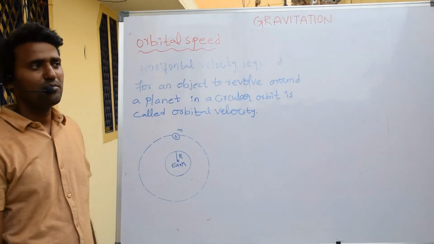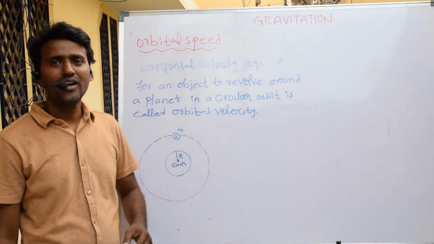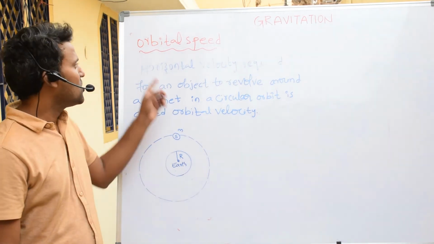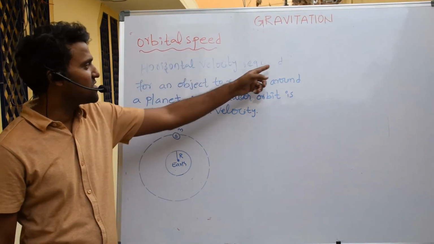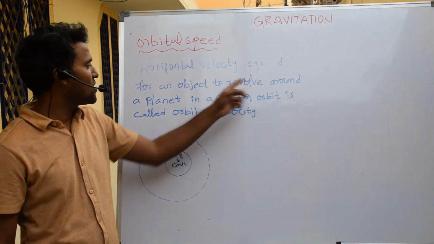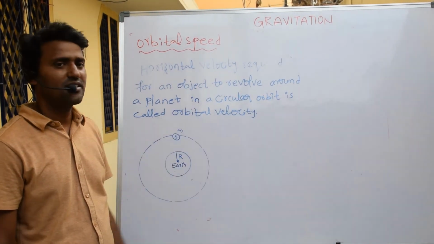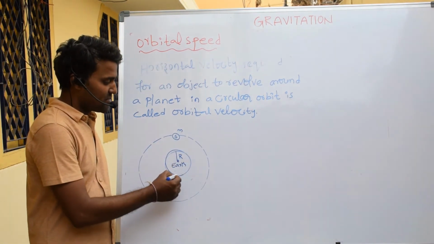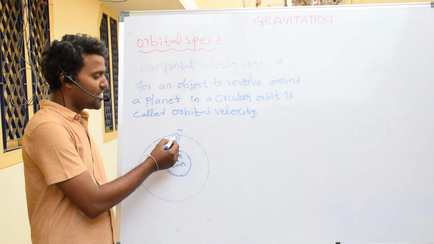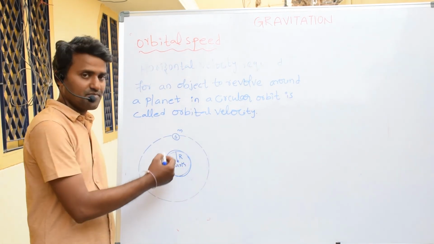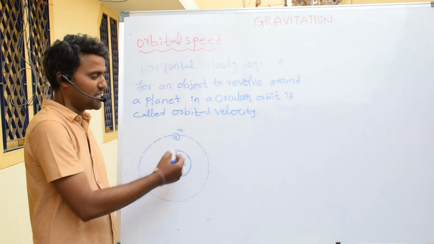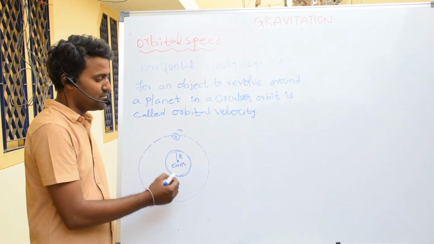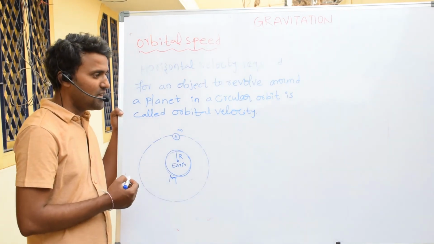What is orbital speed? Horizontal velocity required for an object to revolve around the planet in a circular orbit is called orbital velocity. Now this is Earth, the radius of the Earth is r. One satellite is revolving around the Earth. This dotted line is nothing but a circular orbit. Mass of the satellite is small m, and mass of the Earth is capital M.